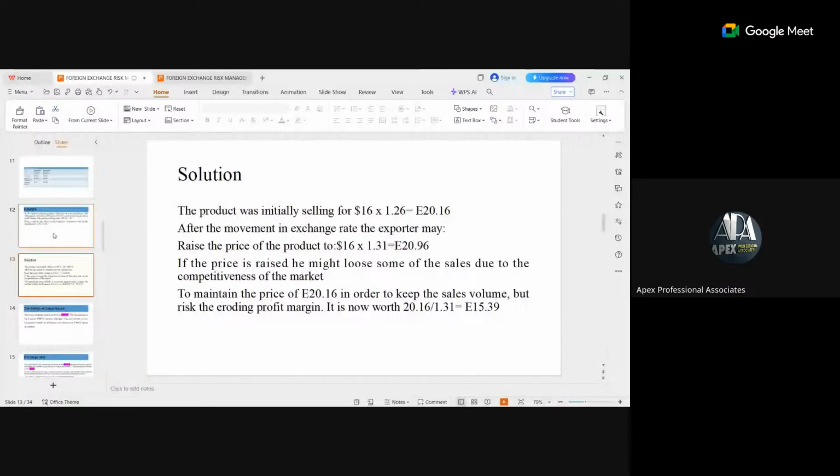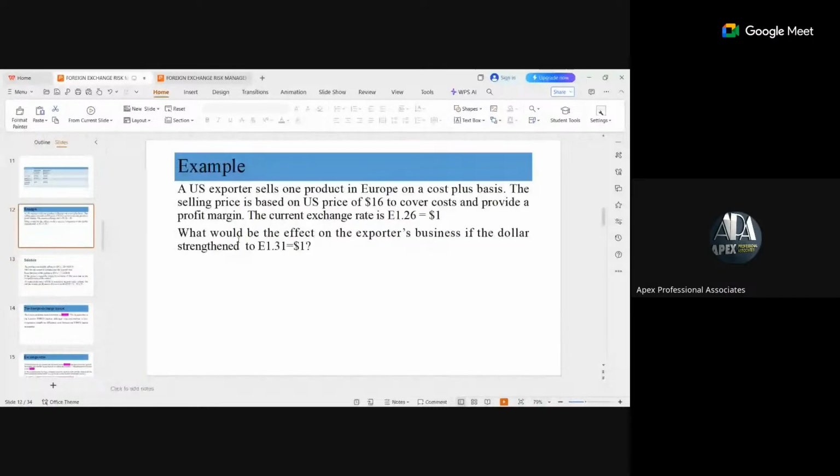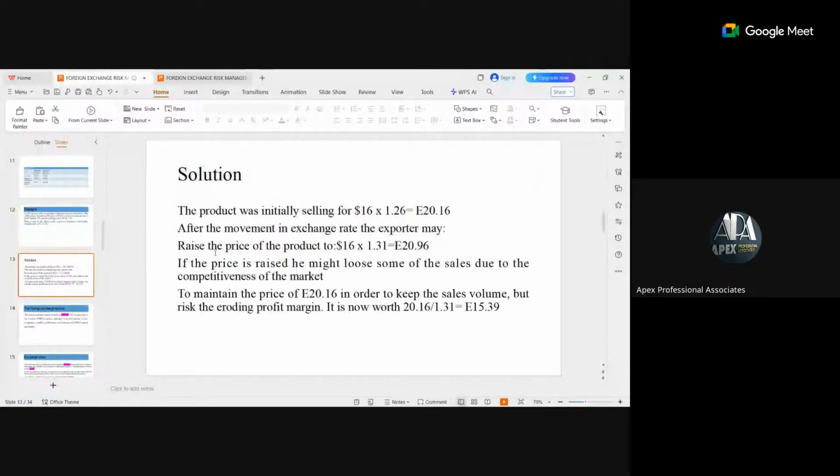Now, you can see the exchange rate. What would be the effect on the exporter's business if the dollar strengthens, the dollar gains more strength, and the pound depreciates? It means to raise the price of the product to $16 multiplied by 1.31. It means the pound value will increase to 20.96 pounds.